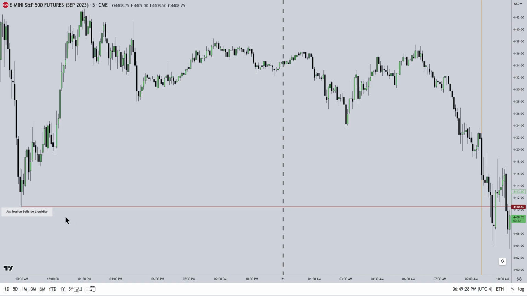So you can see the previous AM session low over here, sell side liquidity. This dotted line denotes we're looking at the 20th of June, 2023. I can't use the afternoon session high and low because starting at 9:30, we're already below that. So what am I looking for, ICT? What am I supposed to be looking for?